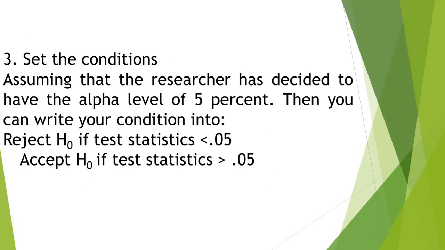Third, set the conditions. Assuming that the researcher has decided to have the alpha level of 5% or 0.05, then you can write your condition as: you will reject your HO if the test statistic is less than 5%. Which means you will not accept your hypothesis statement if the result of your test statistic is less than 5%. Don't worry much about the test statistics because you will be helped by your statistician.